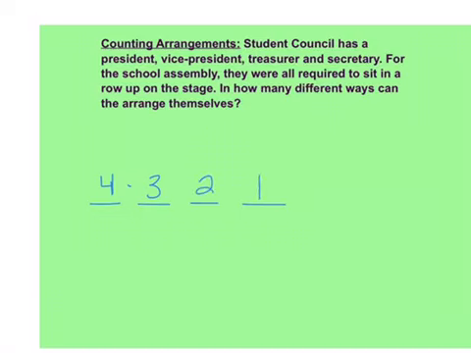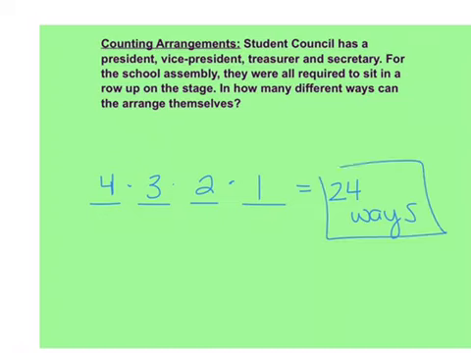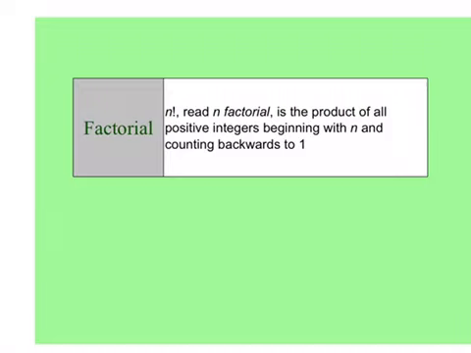The fundamental counting principle then tells us we just multiply these together. So there are 24 ways that these students can arrange themselves on stage. And this example is actually going to lead us into our next thing here. It's called a factorial. So you guys are going to read this as N exclamation point. And this isn't us screaming N all the time. When you see that, we read that in math as a factorial. So this exclamation point is called a factorial.